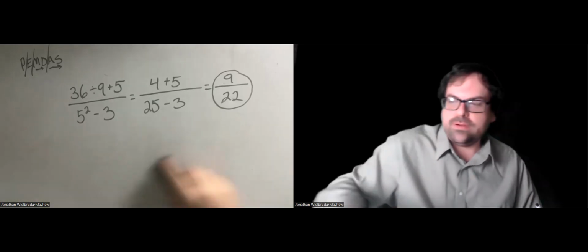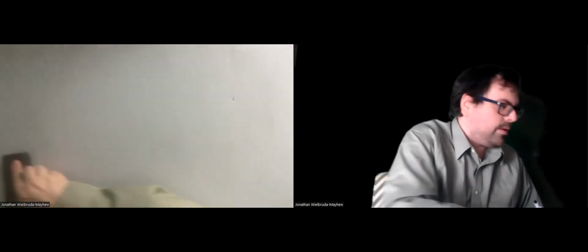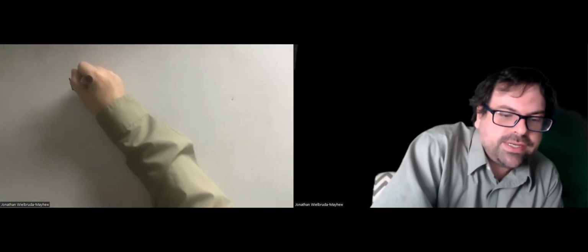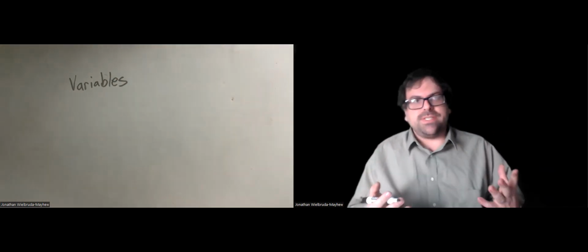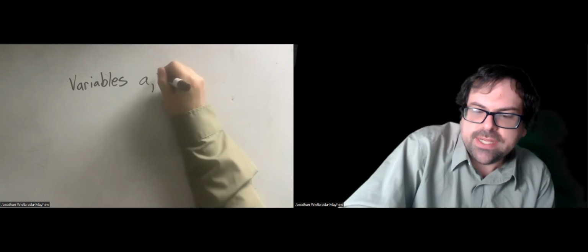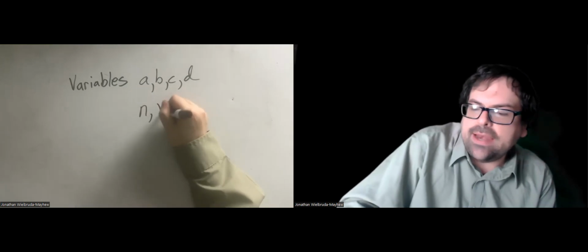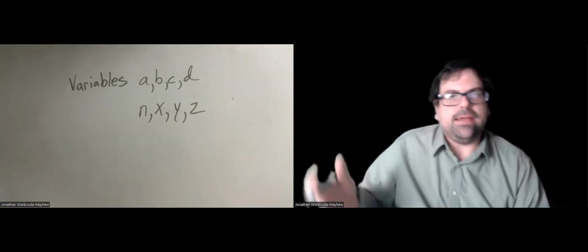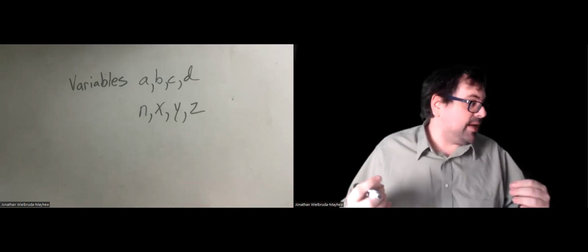Okay, let's move on from order of operations. Previously, I mentioned variables. Variables are letters that stand for numbers. Previously, when we were talking about fractions, we used A, B, C, D, but you'll also see N, X, Y, Z. Any letter can be a variable. And variables just represent numbers.